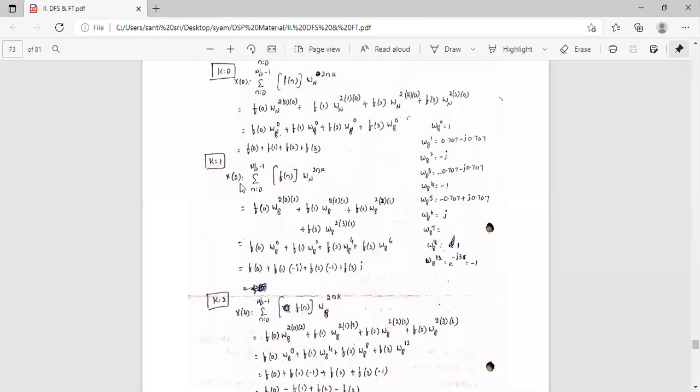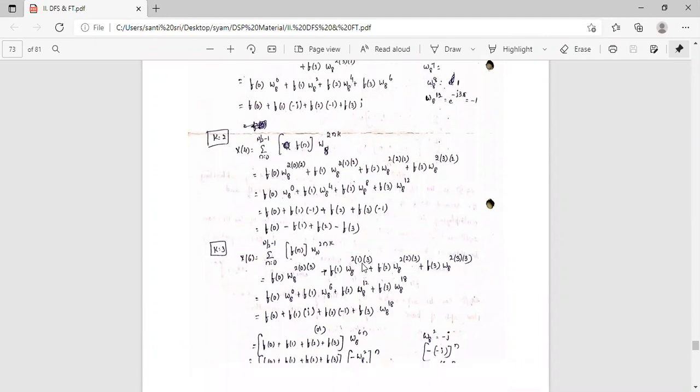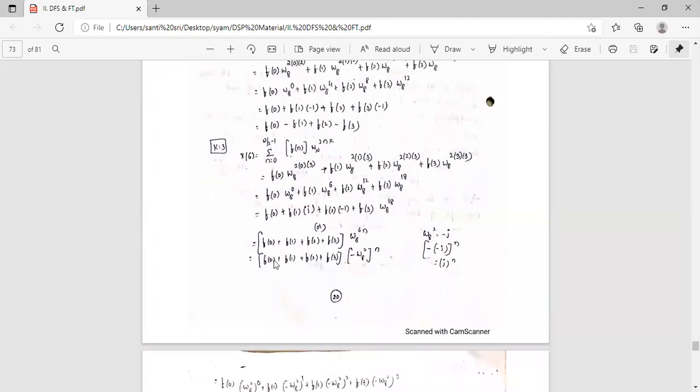If k equal to 1, x of 2 is sigma n equal to 0 to 3, that is 4 minus 1 is 3, of f of n into W_N power 2nk. By substituting these values, we will get f of 0 plus f of 1 into minus j plus f of 2 into minus 1 plus f of 3. If k equal to 2, simply substituting those values, we will get f of 0 minus f of 1 plus f of 2 minus f of 3. If k is 3, we will get f of 0 plus f of 1 plus f of 2 plus f of 3 whole into minus W8 power 2 whole power n.